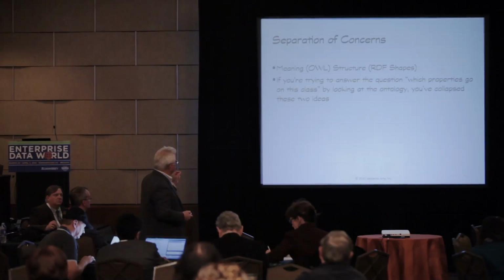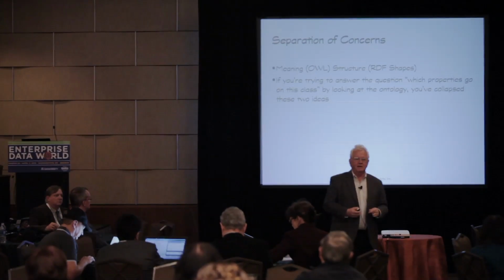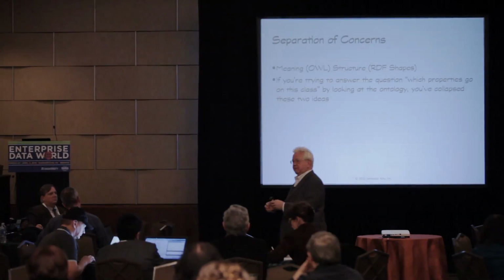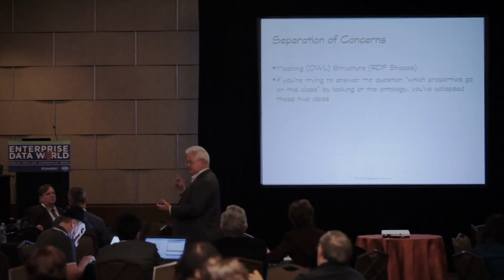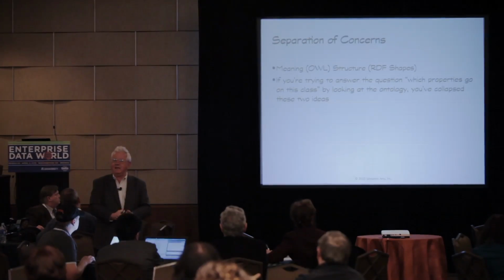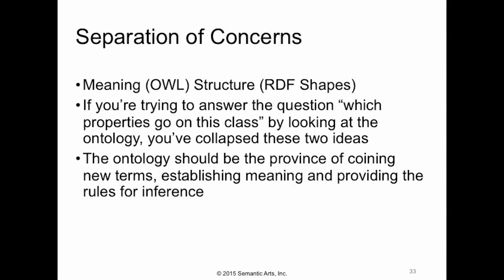And I've got to tell you, for the longest time, we tried to do both in OWL. If you find yourself putting properties on classes because you believe that somehow somebody's going to consume this ontology, then you've fallen into that trap, because the ones that you put on there that aren't part of the definition of the class are sort of a hint at the application that you're trying to build, and that's not the right place for it. The ontology should be for coining new terms, saying what things mean, and giving you the basis for inference, all those kinds of things, not talking about structure.